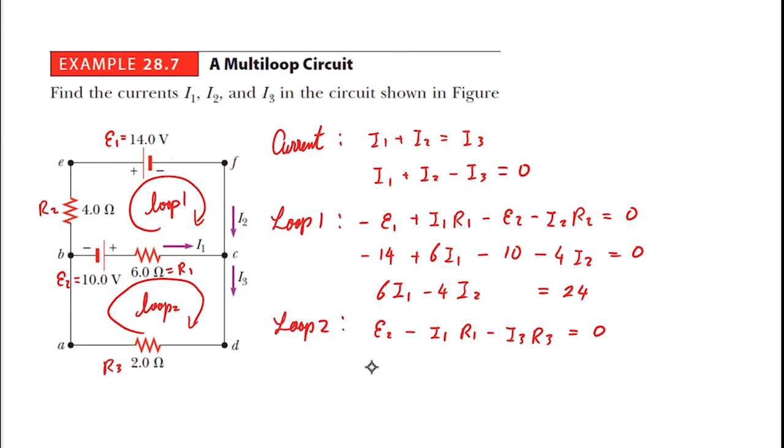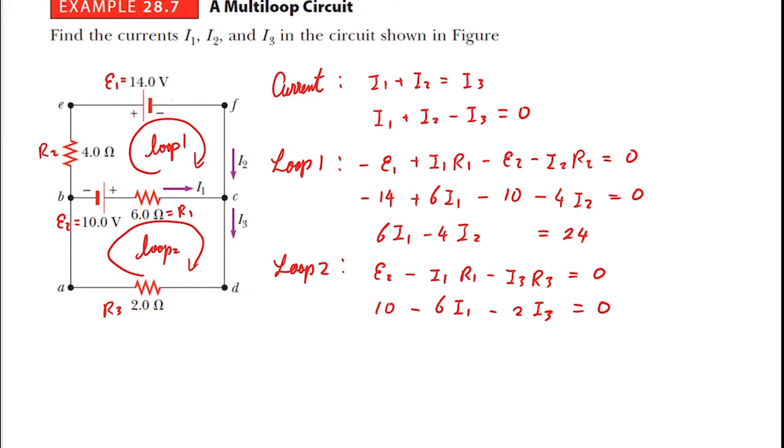So let's plug in numbers. So this is 10 minus, what was it, 6 I1, and minus, this is 2 I3 is equal to 0. Then 6I1 plus 2I3 is equal to 10. I'm going to call this equation 1. I'm going to call this equation 2. And I'm going to call this equation 3. Then we have a 3 by 3 system of equations.